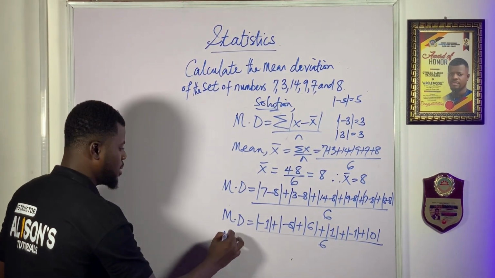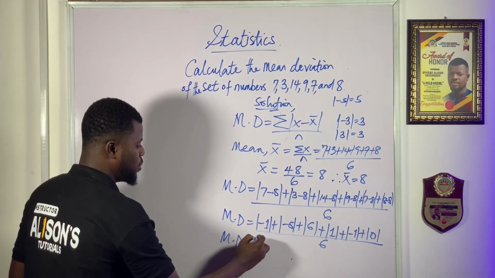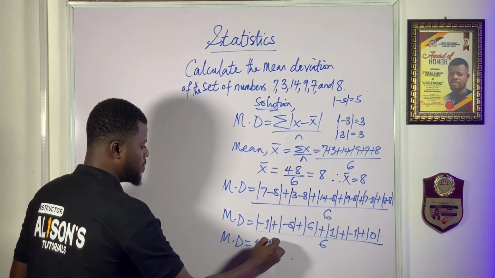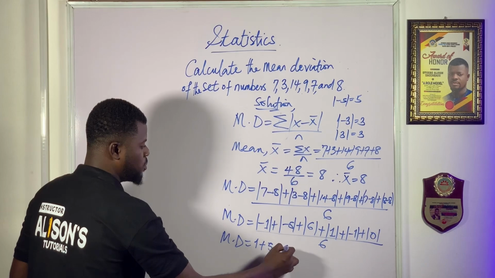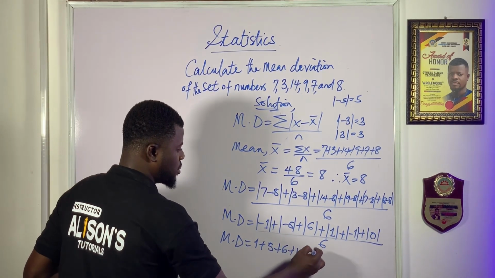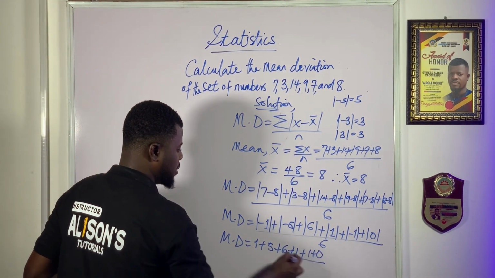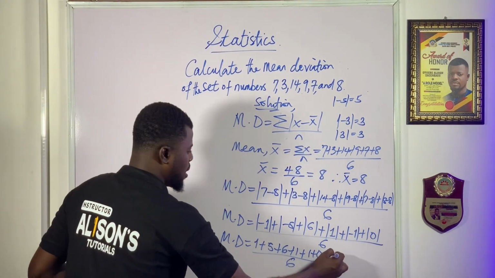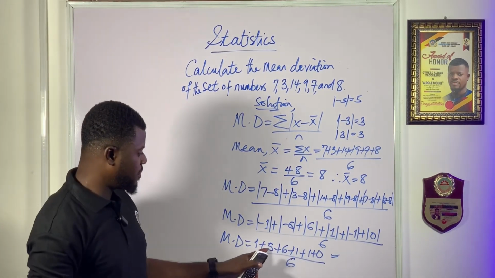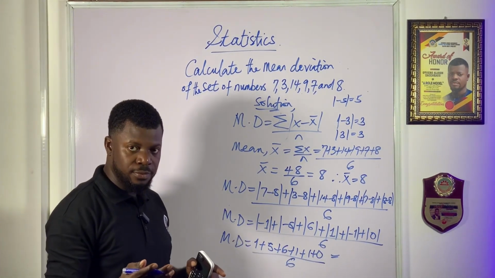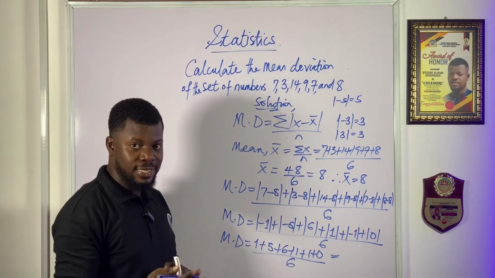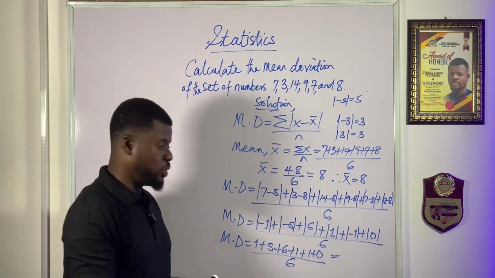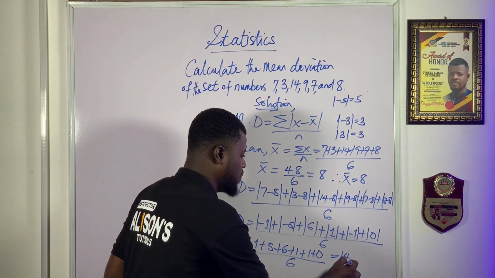So in this case, you have negative 1 to be 1, plus negative 5 to be 5, plus 6 will be 6, plus 1 plus 1 plus 0, and you divide that by 6. And if you sum this up, 1 plus 5, that will be 6, 6 plus 6, 12, and 12 plus 1, that will be 13, 13 plus 1, that will be 14. So you have 14 over 6.